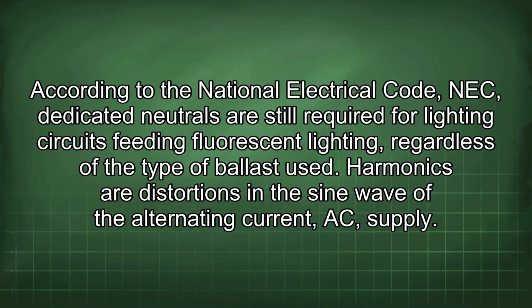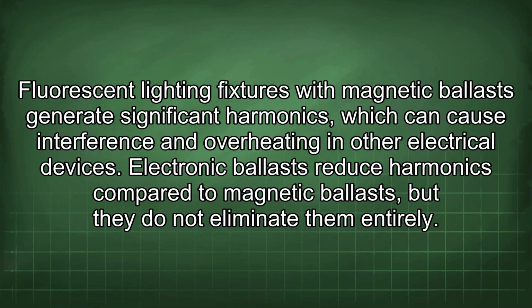According to the National Electrical Code (NEC), dedicated neutrals are still required for lighting circuits feeding fluorescent lighting, regardless of the type of ballast used. Harmonics are distortions in the sine wave of the alternating current (AC) supply. Fluorescent lighting fixtures with magnetic ballasts generate significant harmonics, which can cause interference and overheating in other electrical devices. Electronic ballasts reduce harmonics compared to magnetic ballasts, but they do not eliminate them entirely.